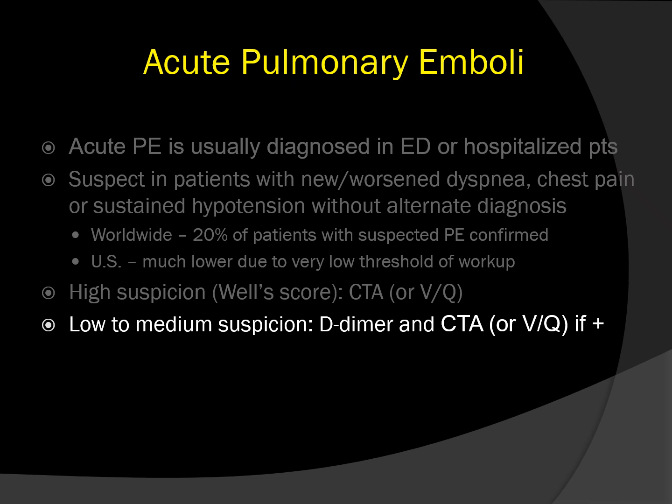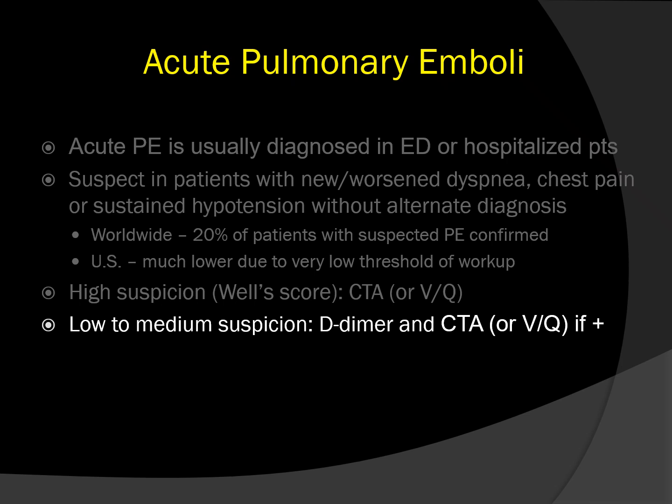Now, in patients with a low or medium suspicion, before doing a CTA, we do a D-dimer, and if that's negative, we don't have to go on to a CT angiogram. We reserve CT angiograms only for patients with positive D-dimers. If we're not able to get a CT angiogram, we can do VQ as an alternate study.